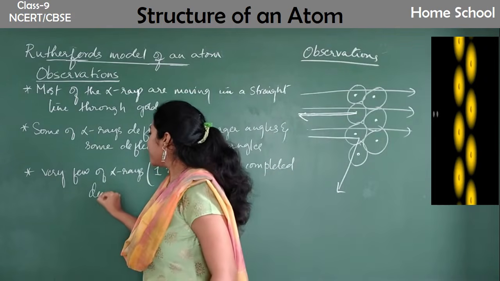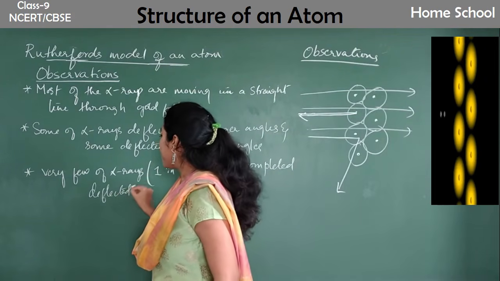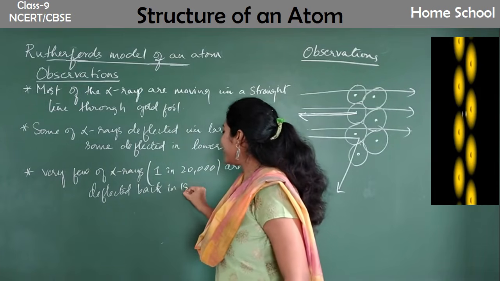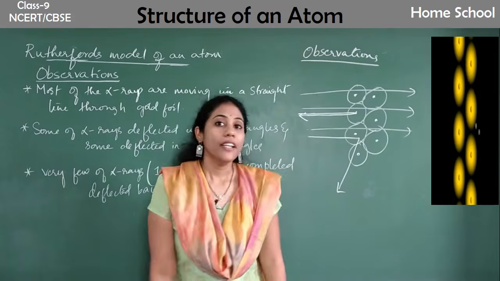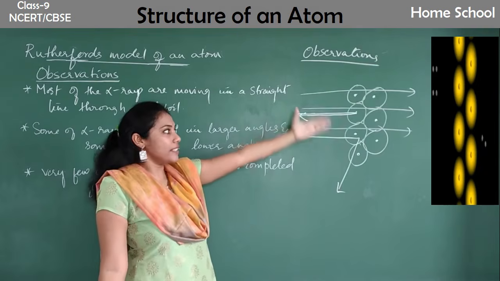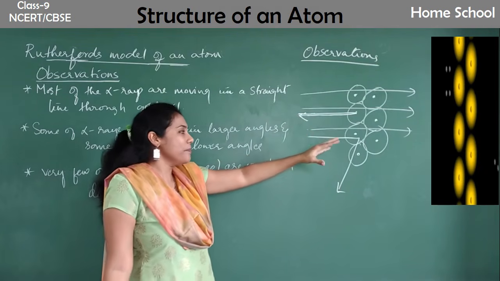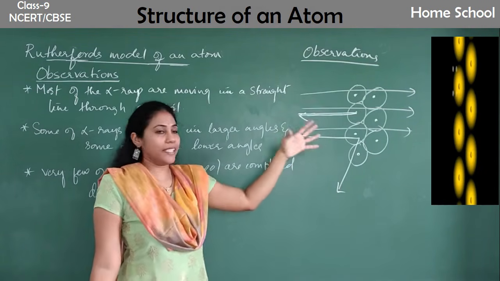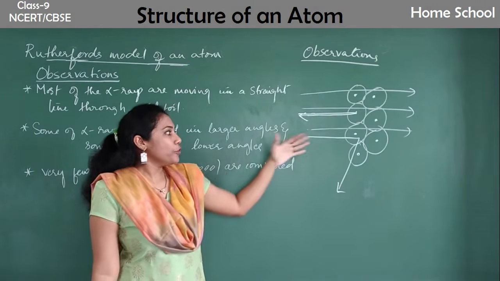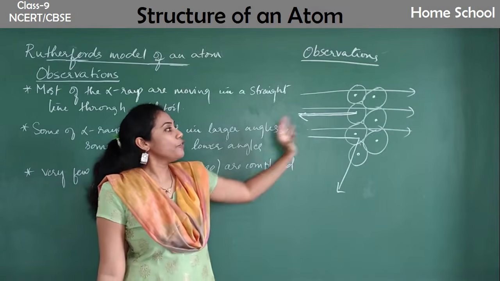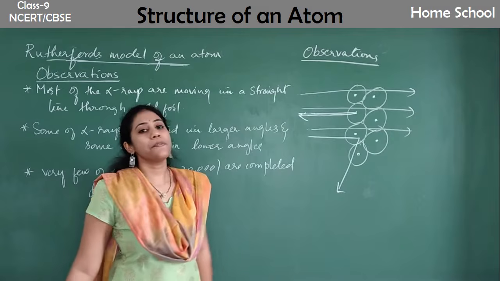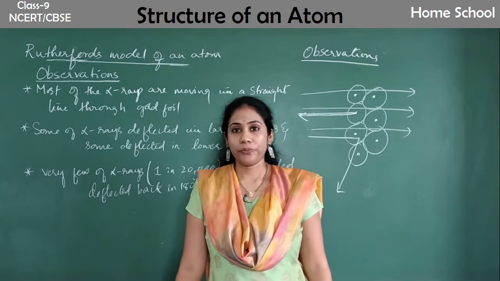Completely deflected back at a 180-degree angle. Okay, so this is the observation that he could make, and you can see the figure also. There is a small illustration. See, few of the rays, alpha particles, are going through the atoms, few are deflecting at smaller angles, and few are completely deflecting back. Okay, so this is the observation he got.